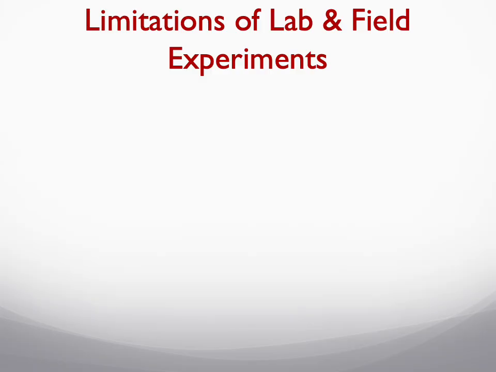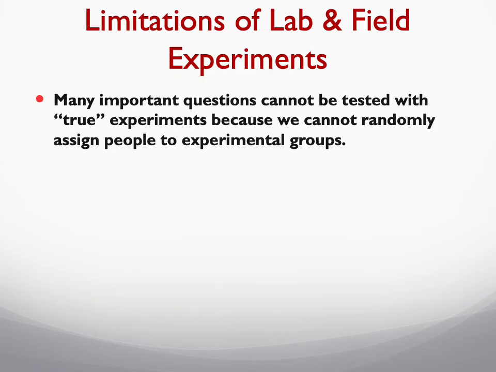So just recapping where we've been so far this semester in our focus on lab and field experiments, the key limitation that we haven't really addressed explicitly is that there are many important research questions that we can't test with a true experiment, so with random control, random assignment and so forth, because it's not possible to randomly assign people to experimental groups. So far this semester, we've really just been looking at situations where we're studying questions and topics where we can devise a study in which random assignment is possible.